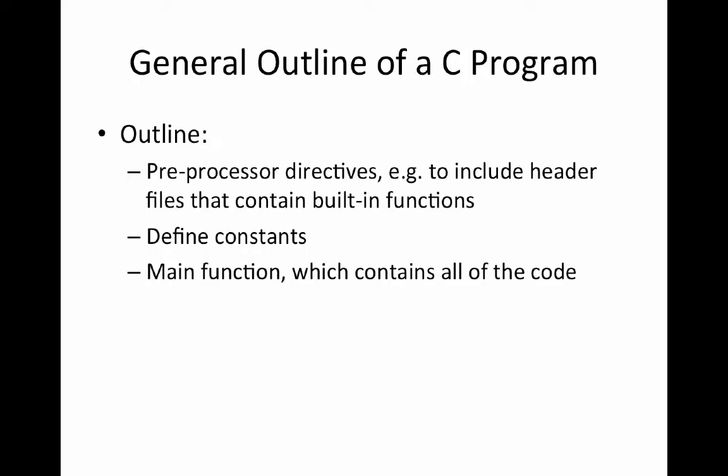All right, here's the general outline of a C program. So generally in the file you have things that are called preprocessor directives to begin with, and those do things like include header files, and the header files are essentially built-in libraries of built-in functions. So you start with these preprocessor directives, then you define constants, whatever constants you want to have in your program, and then you have the main function, which for now is going to contain all of the actual code.